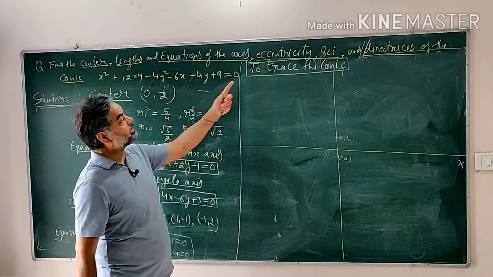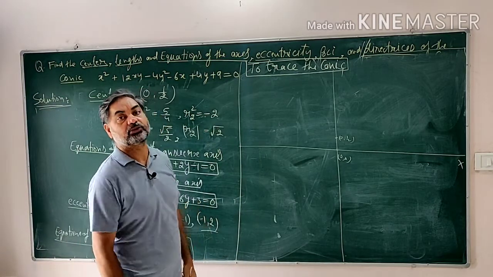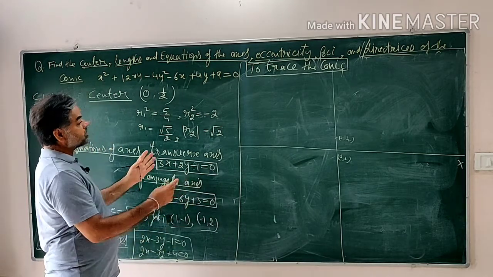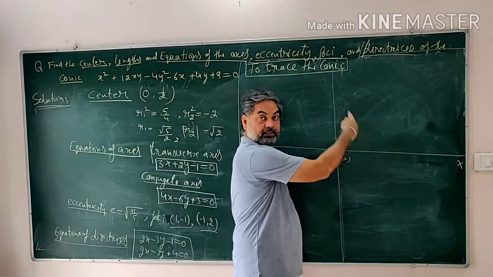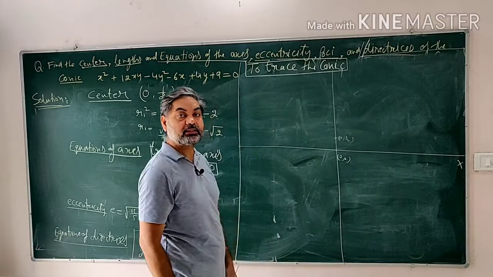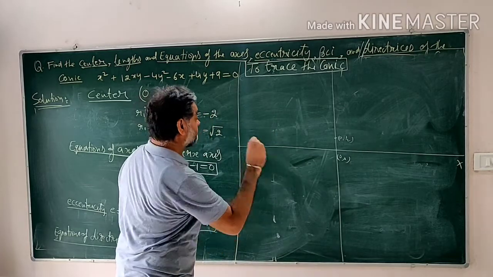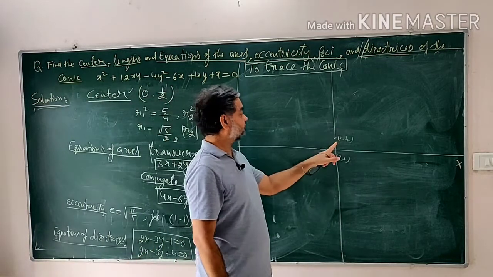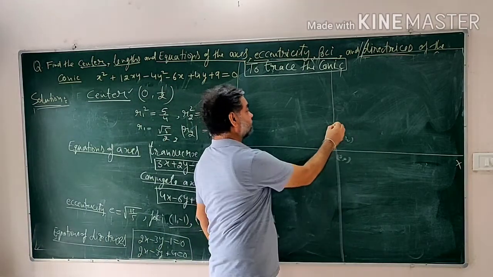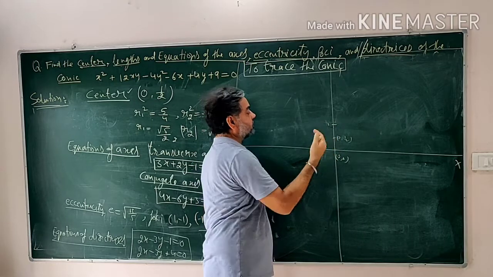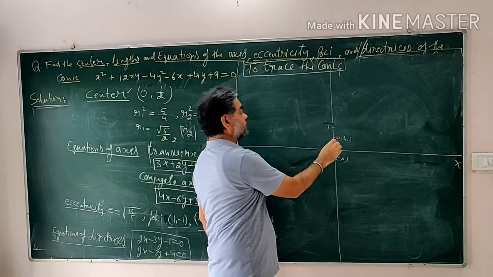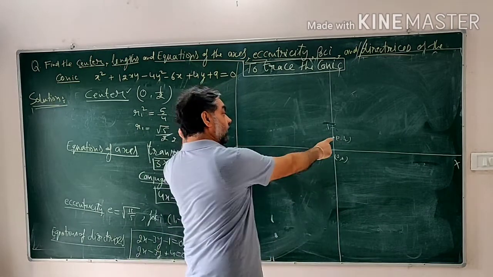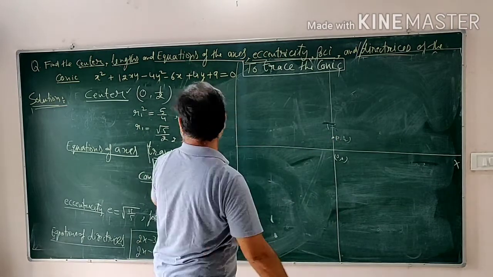Now we can actually trace this conic. How to trace this conic? That we will learn now. First of all, you draw the x-axis and y-axis and you mark the point at the center of the conic. The center of the conic is this point. Suppose this distance is 1, this distance is 0, 1 by 2. Alright? So mark this point 0, 1 by 2, the center.